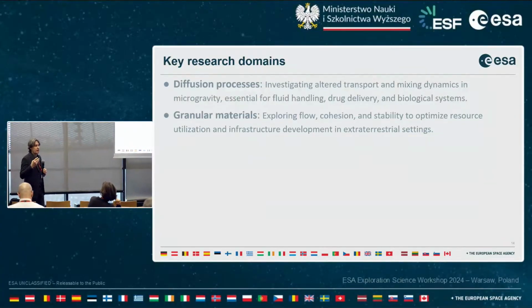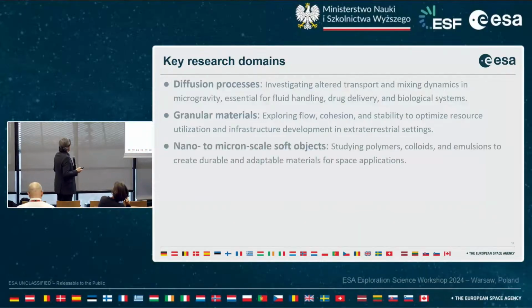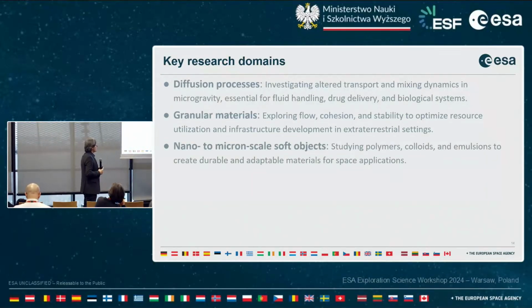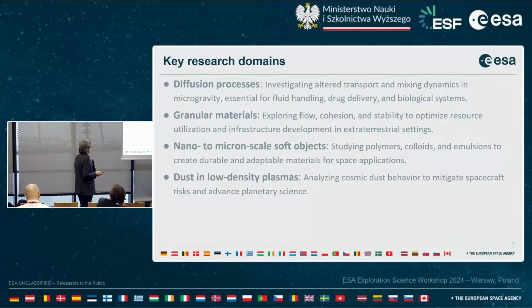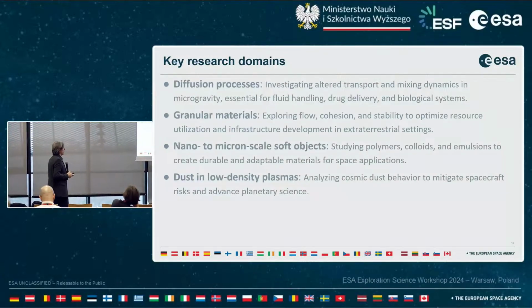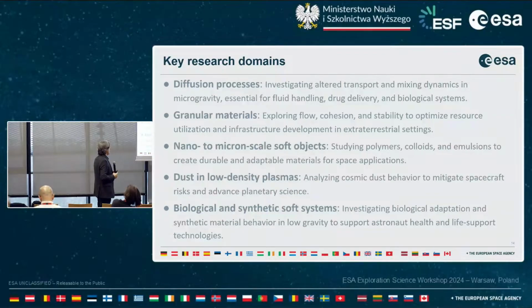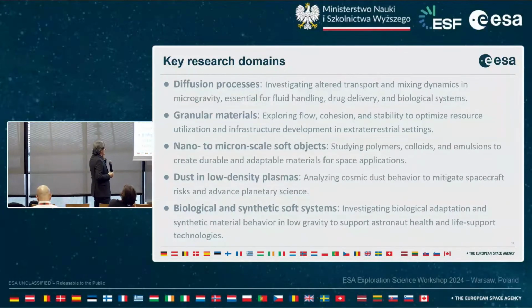Matthias made a good example of concrete, for instance, today. Nano to micron scale soft objects, so basically soft material elementary building blocks to create durable and adaptable materials for space applications. Dust in low density plasmas to analyze cosmic dust behavior to mitigate spacecraft risk and advance planetary science, and biological and synthetic soft systems to study the adaptation and synthetic material behavior in low gravity to support astronaut health and health support technology.